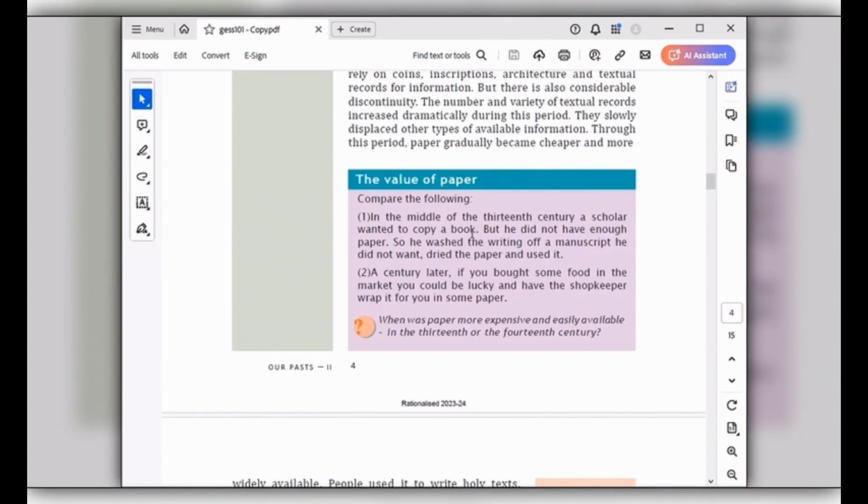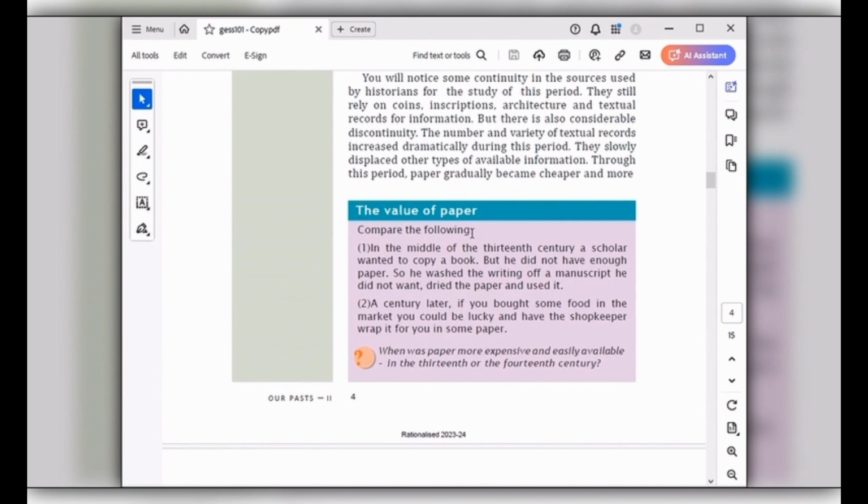Now, before proceeding to the next paragraph, let's come back to the purple box on page number 4, the value of paper. Compare the following. Number 1. In the middle of the 13th century, a scholar wanted to copy a book, but there was a lack of paper. He did not have enough paper, so he washed the writing off a manuscript he did not want, dried the paper, and then used it.